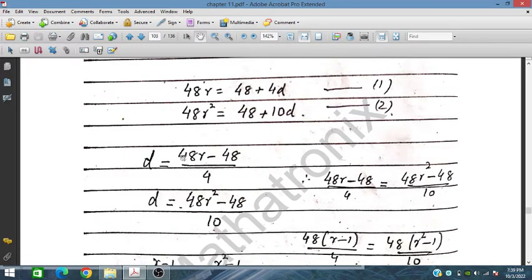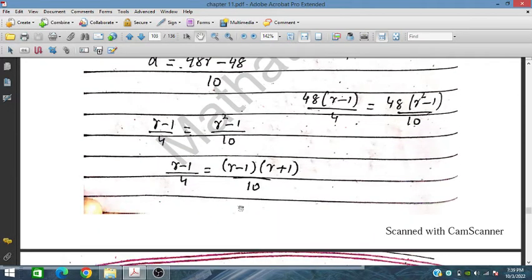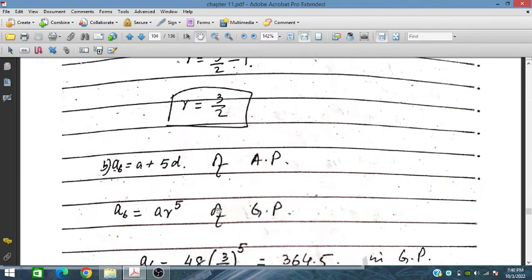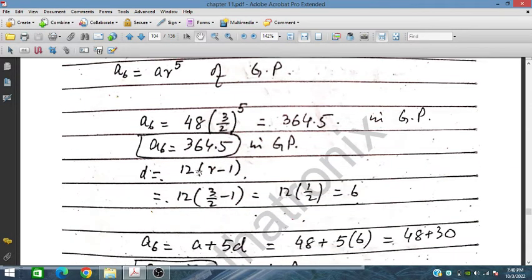Here we can take 48 common, so it becomes r minus 1, and we divide the 48 by 4 to obtain 12 times (r minus 1). This d is equal to 12 times (r minus 1). So we have obtained this here. This is the same equation as the first one. So it was 48r minus 48, divided by 4. We can simplify it and write it down like this.